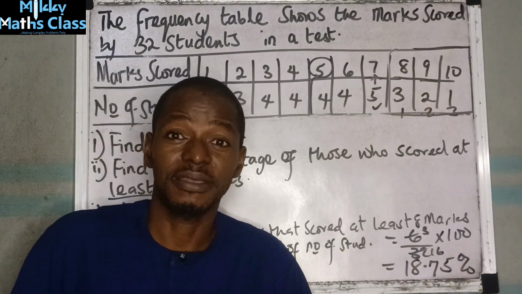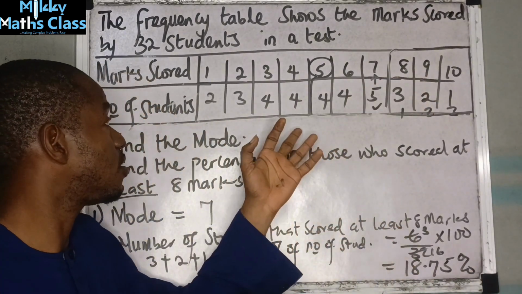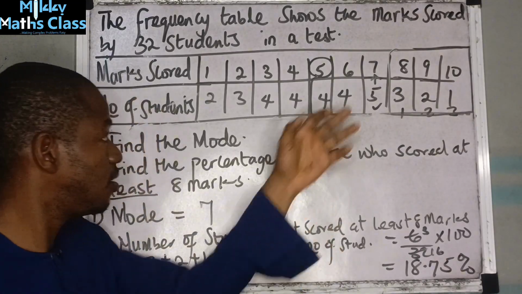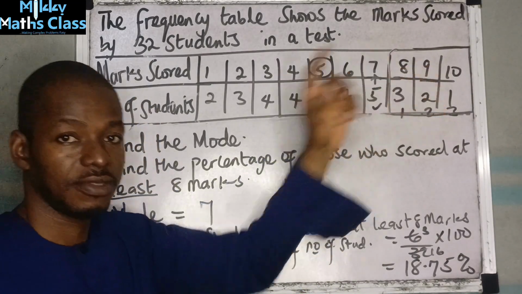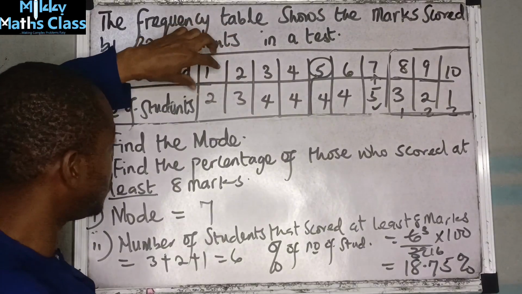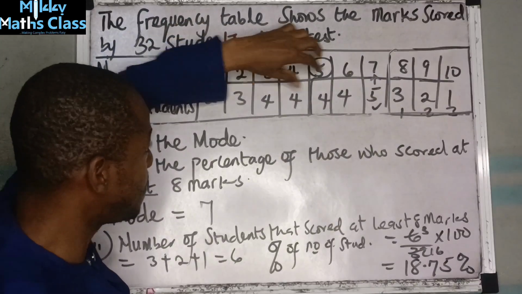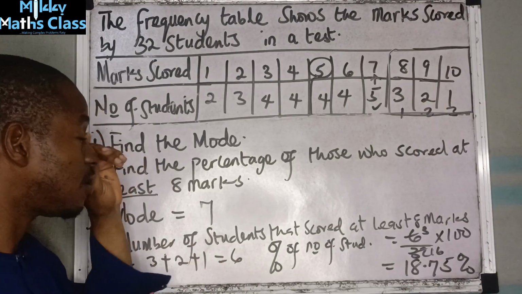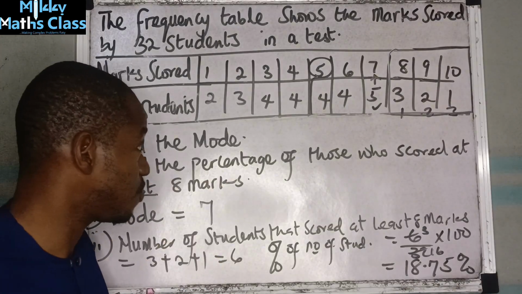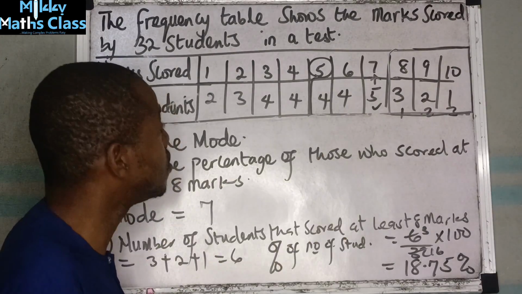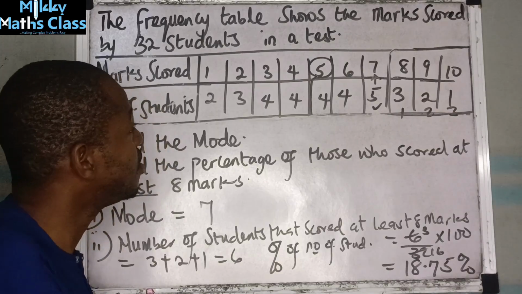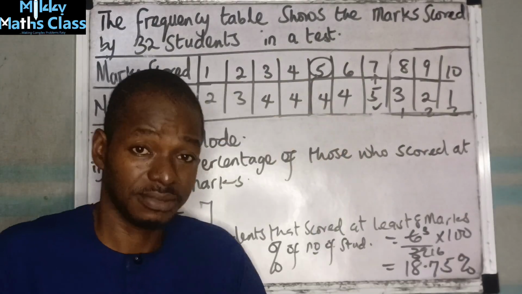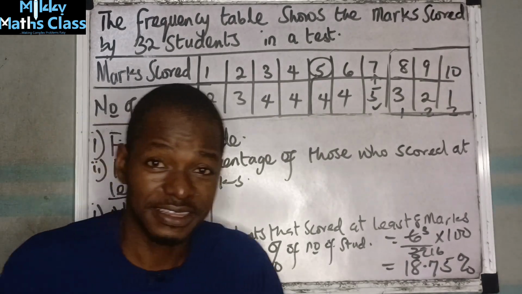There are some questions that might be asked. They might say, what's the percentage of those that scored at most 8? Take note, this place will now be included, from here to this place. So take note of the English that could be used. They can say find the number of students that scored between 4 and 7. For the range here, you add them.